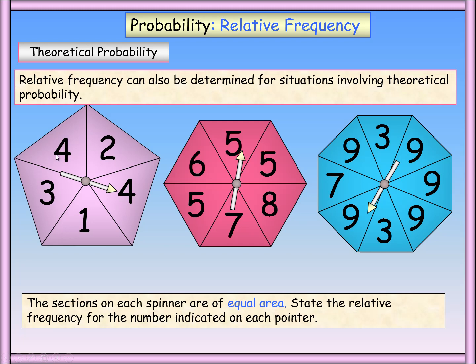So what's the relative frequency of this case? Is a 4. You got 2 4s out of 1, 2, 3, 4, 5. So that's going to be a probability of 4. P4 is going to be 2 out of 5.